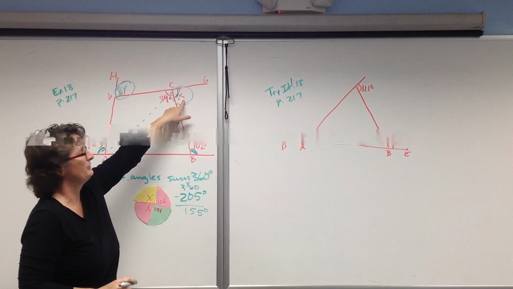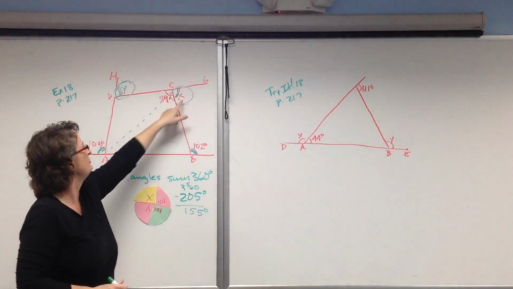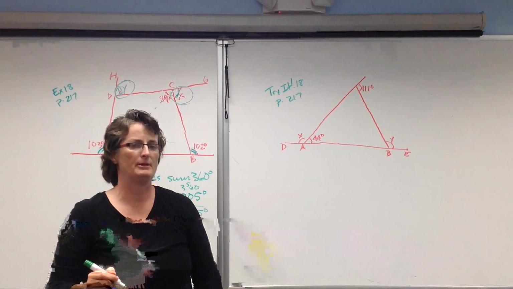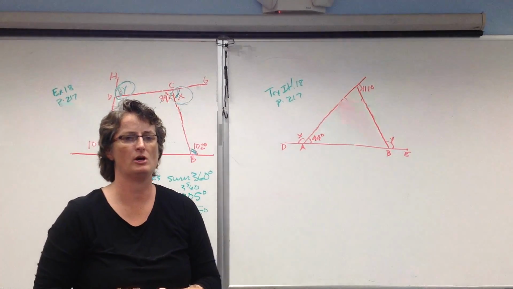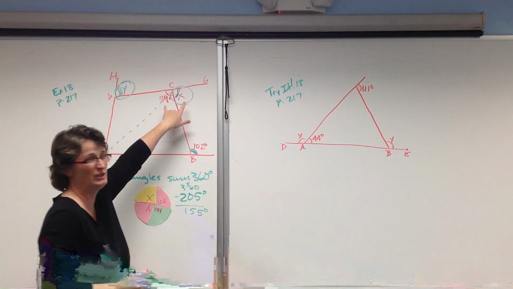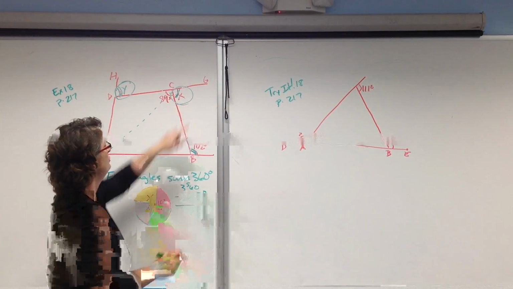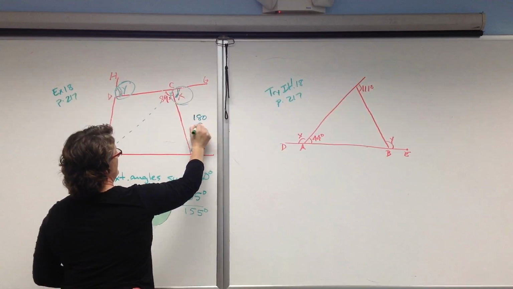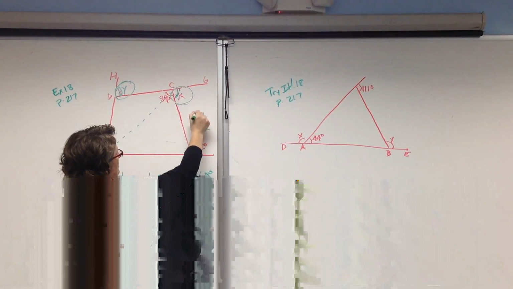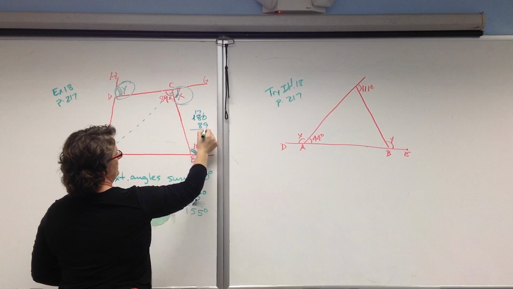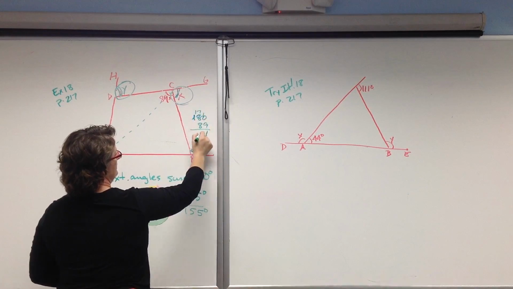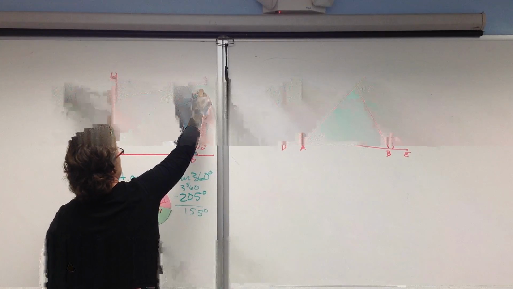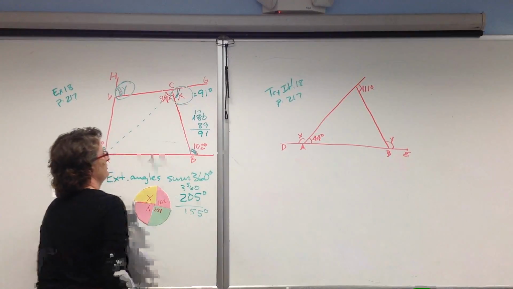We talked a little bit about this at the very beginning. It's a supplementary angle to 89. If you remember, supplementary means that two angles add up to 180 degrees. They're also adjacent angles, by the way. So you know that this has got to be the difference between 180 and 89. So that is 10 minus 9 is 1, 17 minus 8 is 9. So this has got to be 91 degrees.